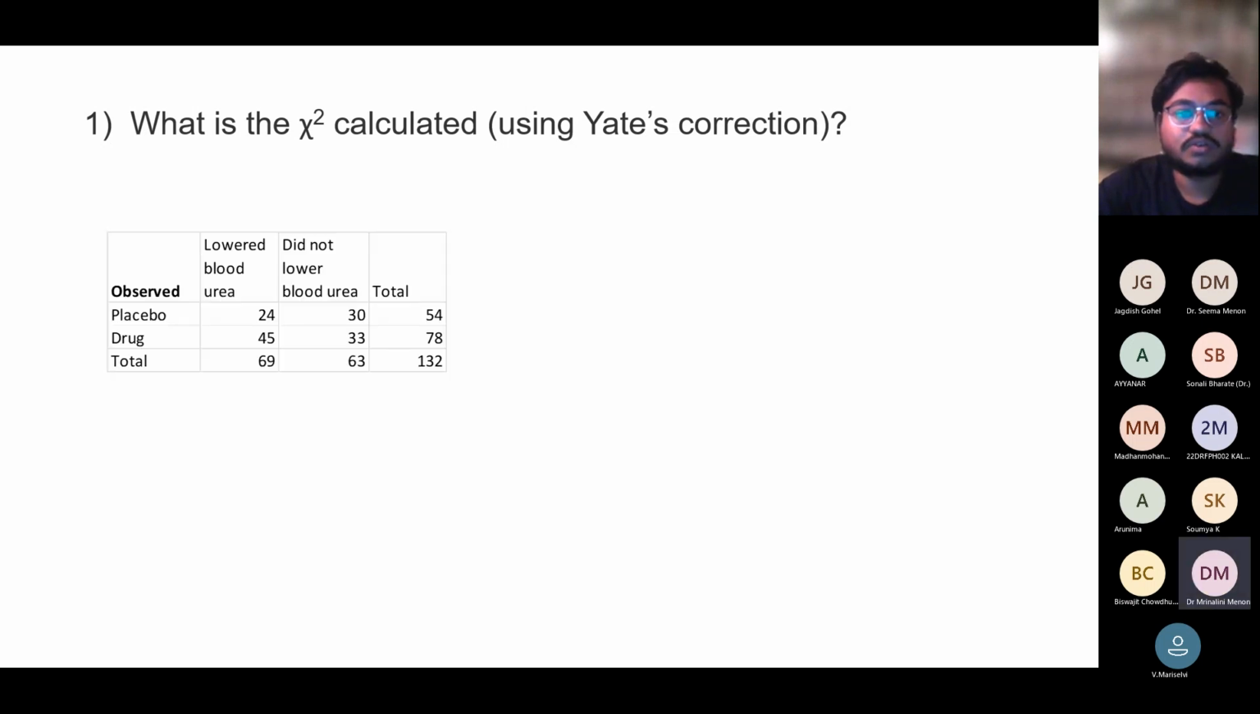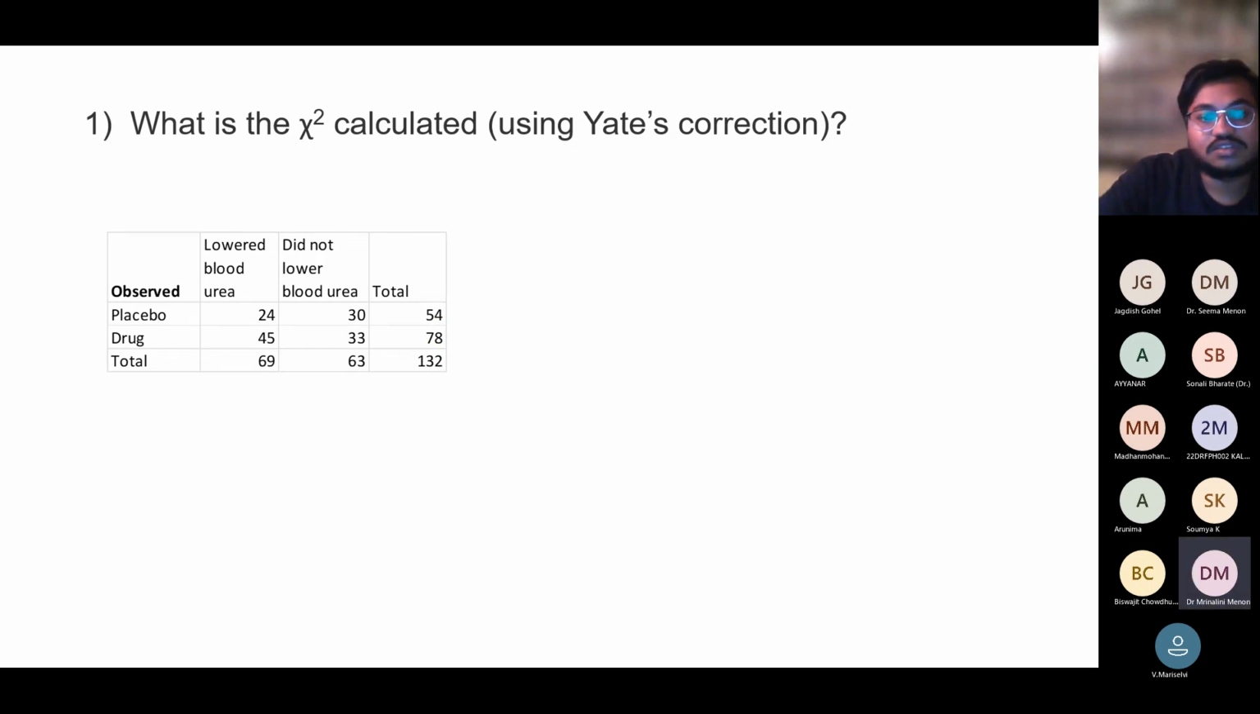It's quite straightforward. We have the observed table here, which is given. 24 people who took the placebo had lowered blood urea, 30 did not. 45 who had the drug had lower urea, and 33 did not. For each row and each column, first we'll calculate the total. Here it will be 24 plus 45, 69. 30 plus 33, 63. Here it will be 24 plus 30, 54, and 45 plus 33, 78. Then we'll find the sum total of everything. We can either add the last column or the last row, and we get 132.